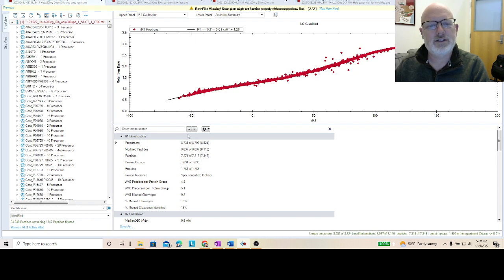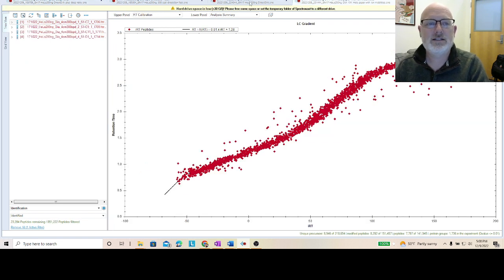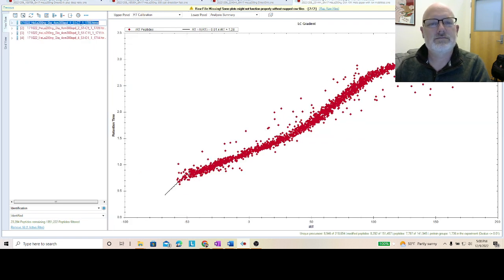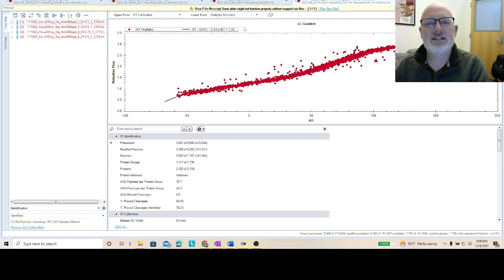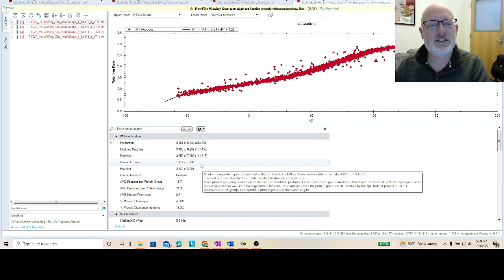That would be similar to the direct DIA plus, so that's not bad. Where did it go? Let's see, lower panel. Where did my analysis summary disappear? Why did it disappear? I don't know. Let's try to get it back. Okay, there we go. So 8,000 peptides, 1,700 protein groups.